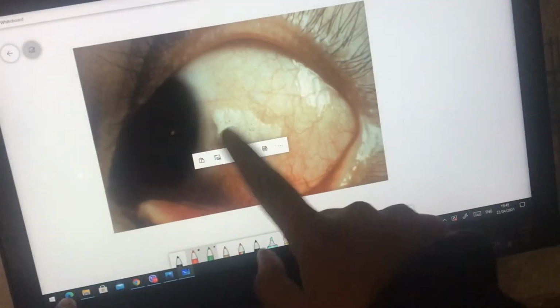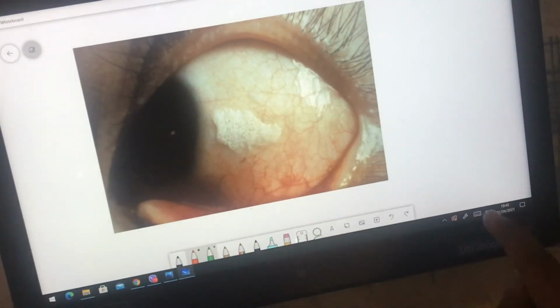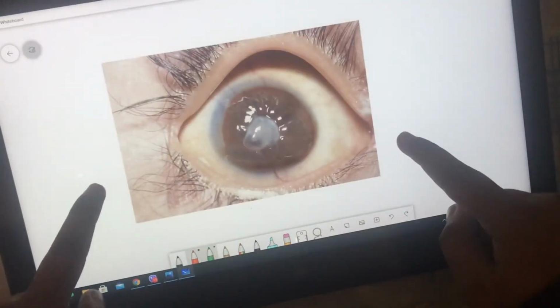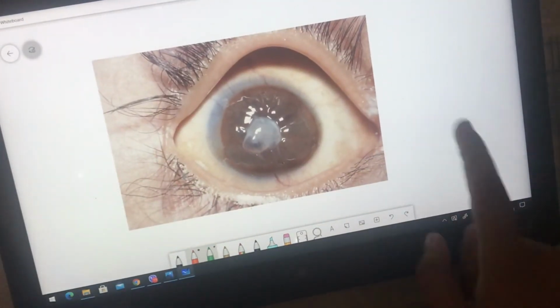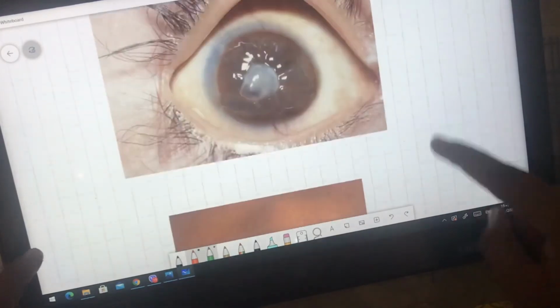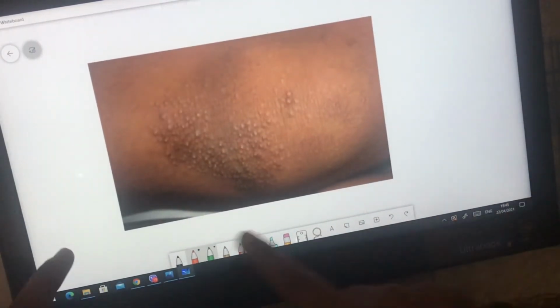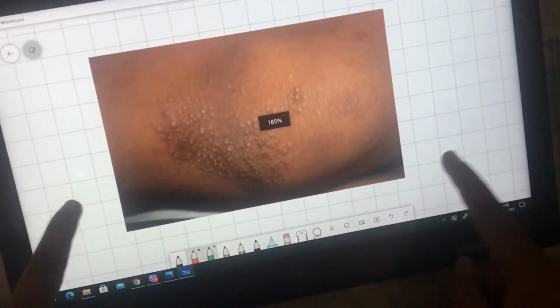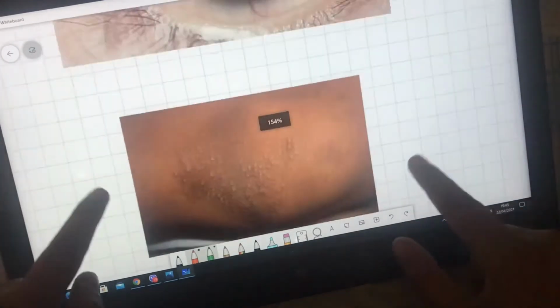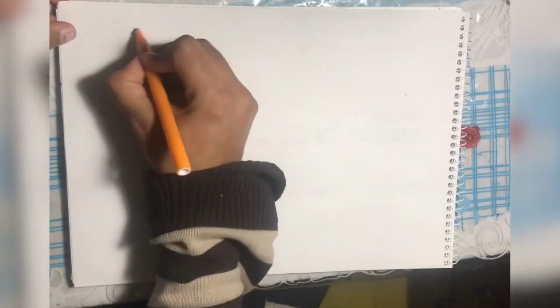Here are some pictures which I'm going to show you guys. The first picture here is a Bitot's spot due to conjunctival keratinization, and this picture is keratomalacia, that is corneal degeneration, and this is phrynoderma. In the elbow we can see these small lesions, this is called phrynoderma.